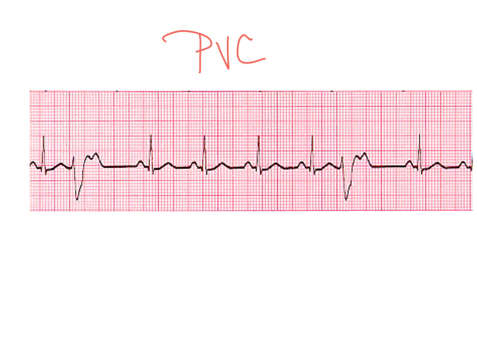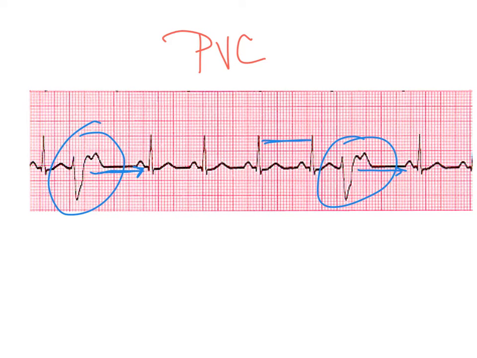So looking at this one, it's pretty easy. If you'll notice, I got PVC written at the top because that's what it is. These are PVCs. As you'll notice, they are uniform in nature. They look alike. They come early. See how they come early, and see this big compensatory pause here? Okay. Compensatory pause is what it's called. And you can see a pause that is longer than what we see between here. So that's basic PVCs. Things we're looking for when we're looking for PVCs.